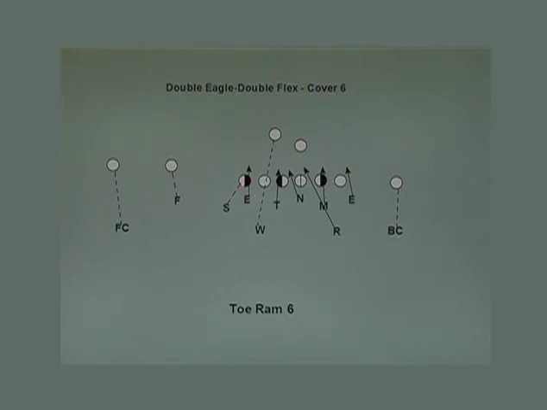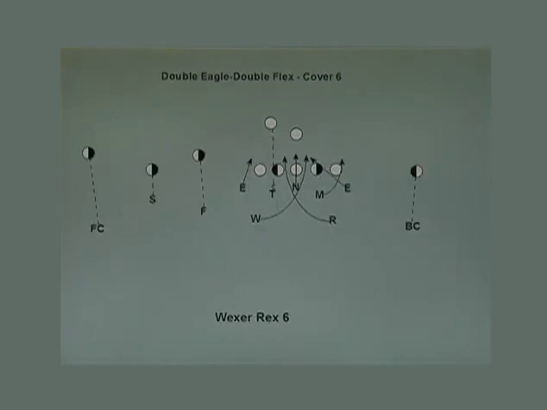Now they did run a speed option. He'd probably come here anyways, which would give us the stud on the quarterback and the whip on the pitch. So this is something that would not need to check off at all, because we've got our proper adjusters here, which would be the stud and the free safety. So this would be Toe Ram Six. That'd be the call. That would be what was on our armband, and there'd be no check off.